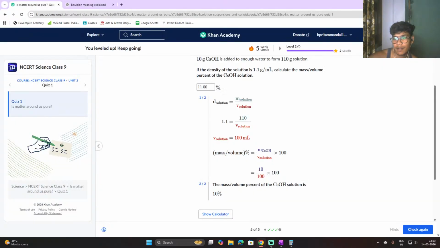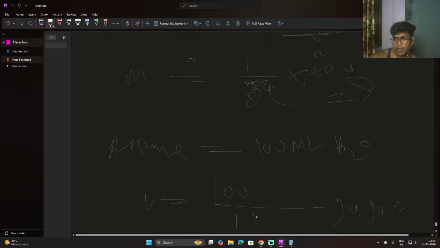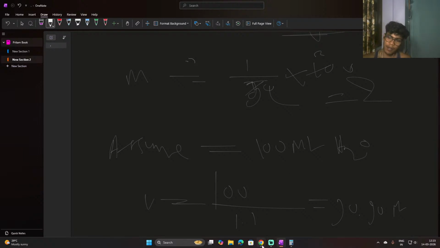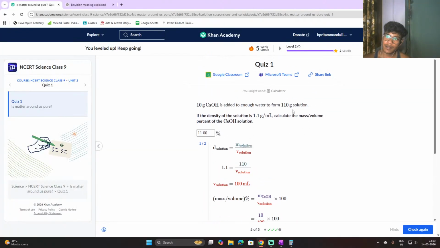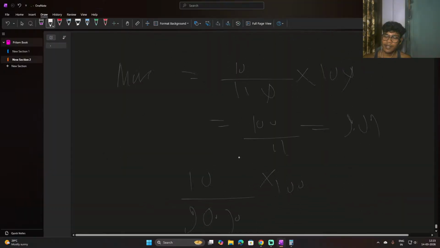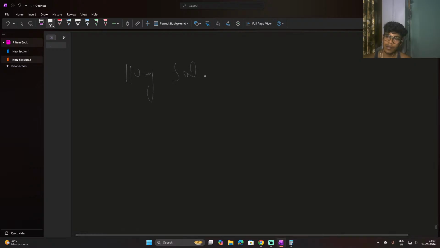Oh, I think I made a mistake here because I assumed something, right? I assumed 100 ml, but I don't have to assume here because 110 gram of solution is given. So I have to use that. So I made the mistake there. The question says that you have 110 gram of solution, right? So I have to use it.